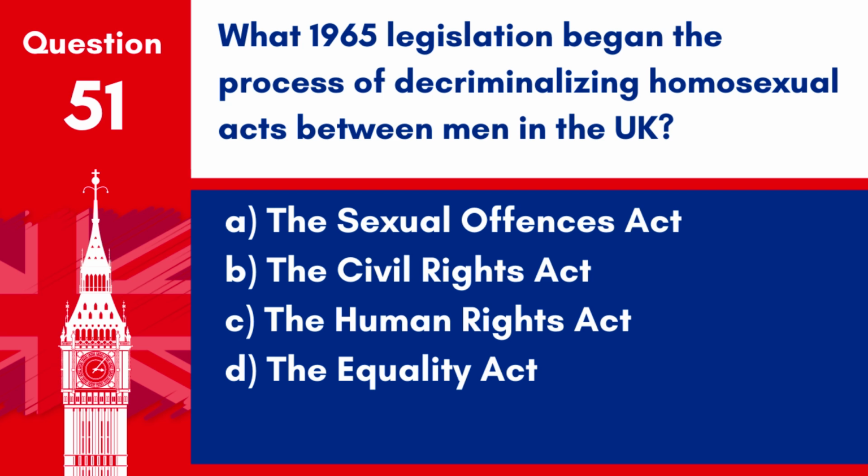A. The Sexual Offences Act. B. The Civil Rights Act. C. The Human Rights Act. D. The Equality Act. Answer A. The Sexual Offences Act. The Sexual Offences Act of 1965 began the process of decriminalising homosexual acts between men in the UK.